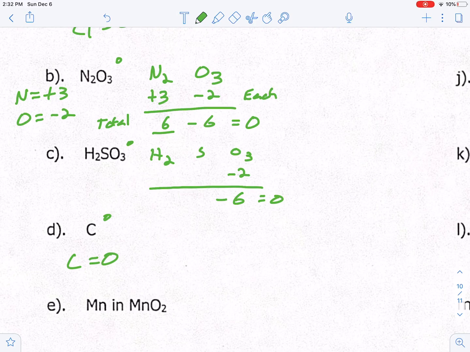I'm going to do hydrogen next. Hydrogen always has a charge of +1. I have 2 of them, so that's going to be a total charge of 2. So 2 plus blank minus 6 equals 0. Well, that's going to be 4. And since I only have 1 sulfur, that means the charge of that sulfur has to be +4. So your answer would be H equals +1, sulfur S equals +4, and O equals -2.